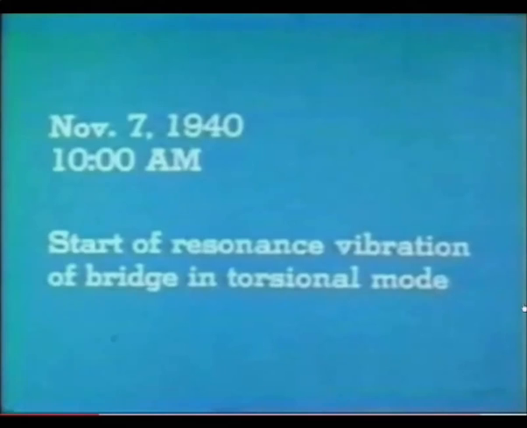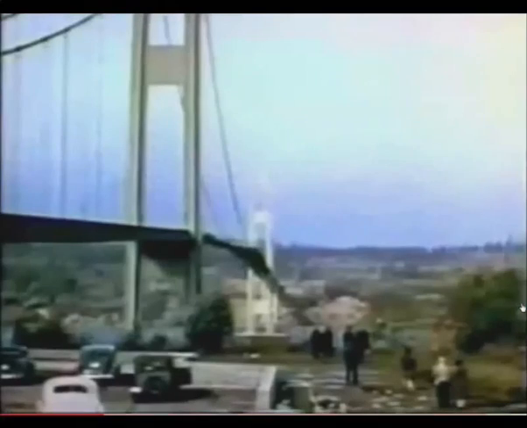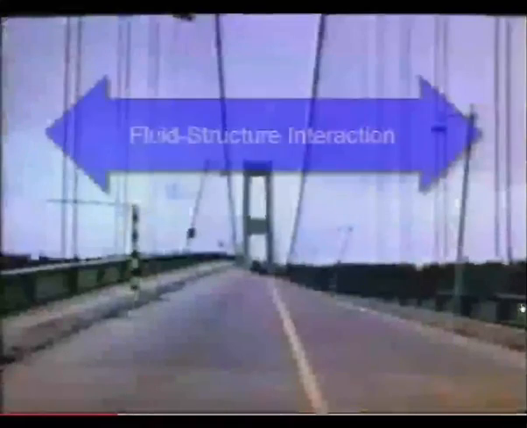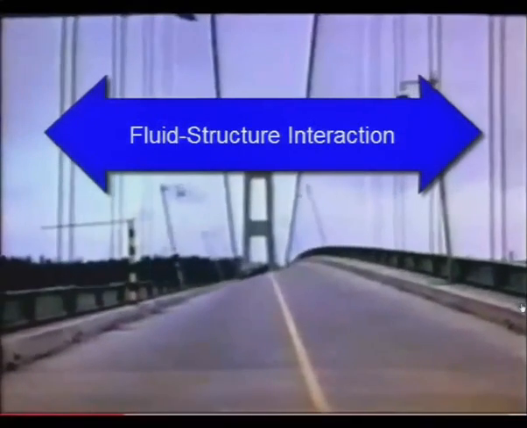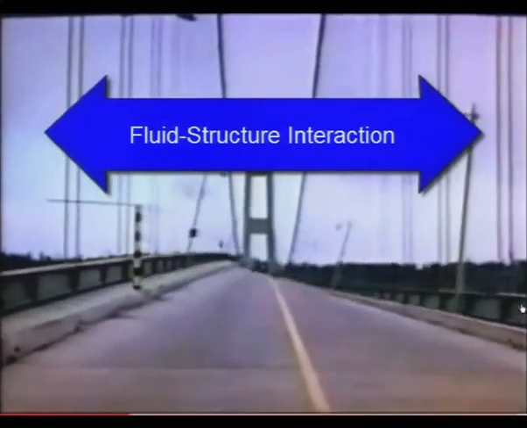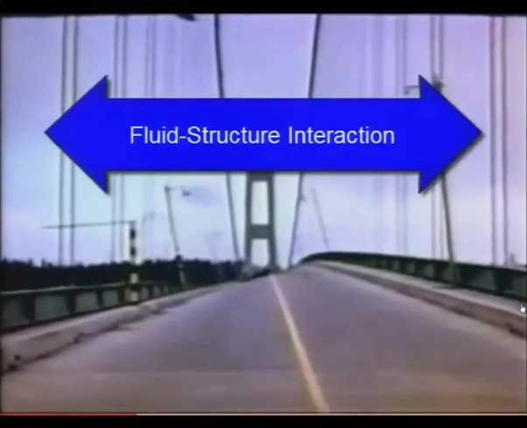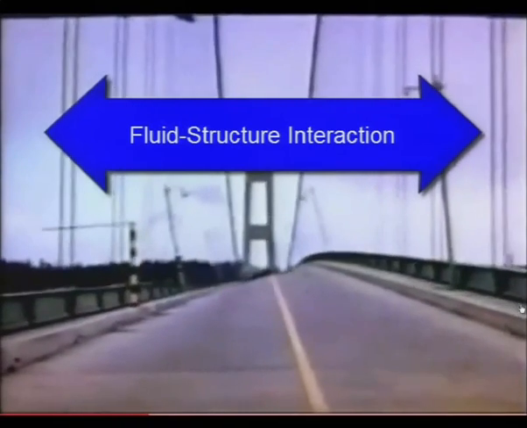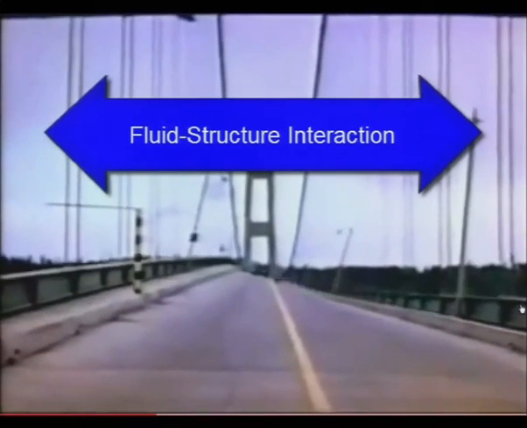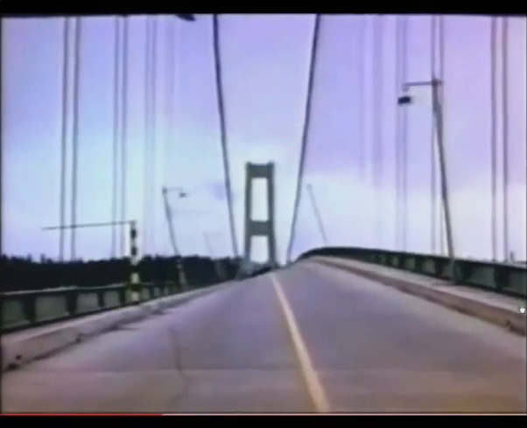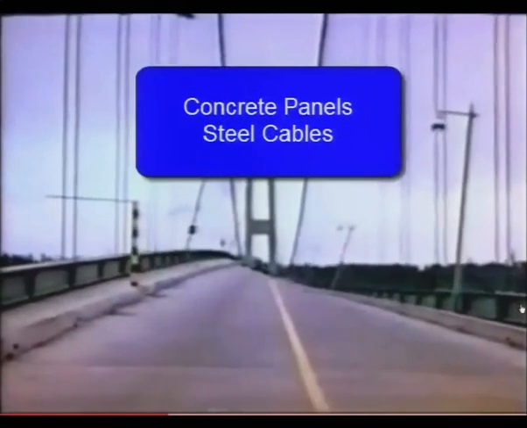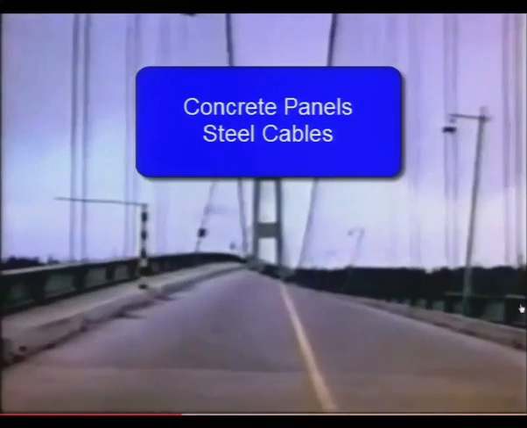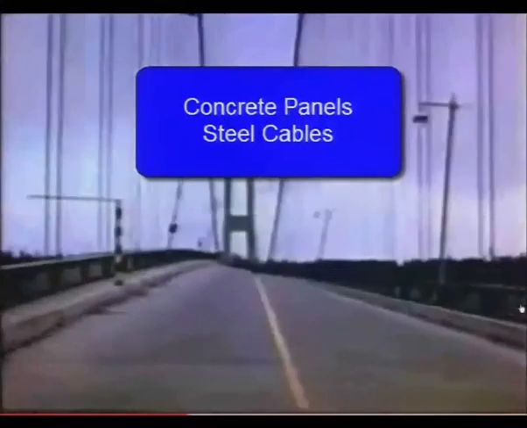Many of you may know this example. This is the Tacoma Bridge, made in 1940. This is the fluid structure interaction. The wind acts on the bridge, and the bridge starts oscillating in the natural frequency, in the torsional natural frequency. So we have here different materials, like concrete panels, steel cables, all of them acting at the same time. So that is very challenging to simulate.